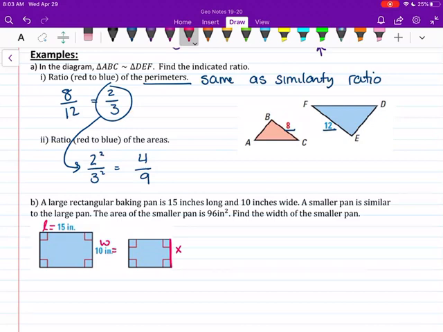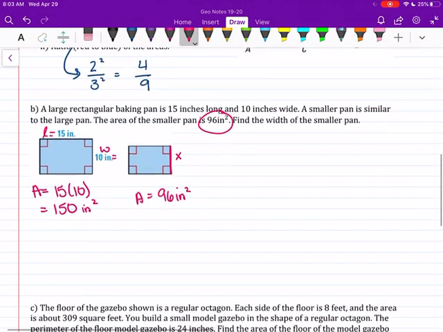All right, so let's figure out how we might do this. The area of my large pan is 15 times 10, so I have 150 square inches. I do have the area of the smaller pan, which is 96 square inches. If I have the ratio of areas, I can then figure out the similarity ratio. So that would be helpful. Let's start with that.